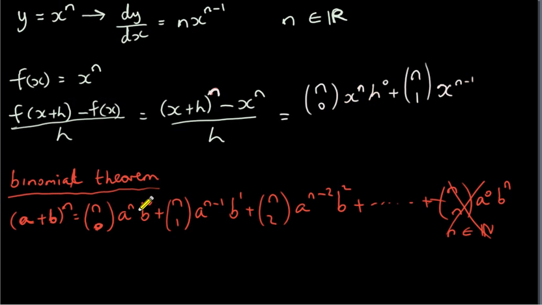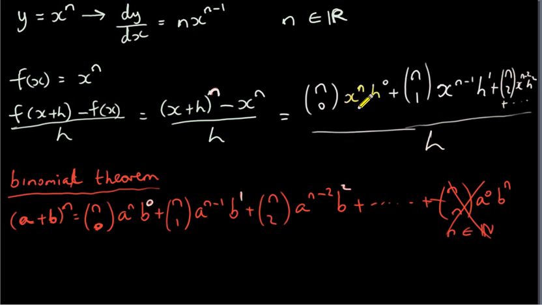And we increase the power of b. So 0, 1, 2. You see the powers of b are increasing. So b is h here. h to the power of 1 plus nC2 x to the power of n minus 2 times h squared, etc. Plus dot dot dot. And all of this is divided by h. Now we have to take the limit as h tends towards 0. We have to take the limit as h tends towards 0 of Newton's quotient.